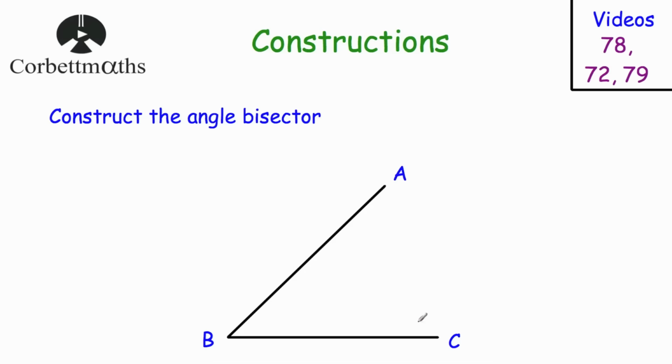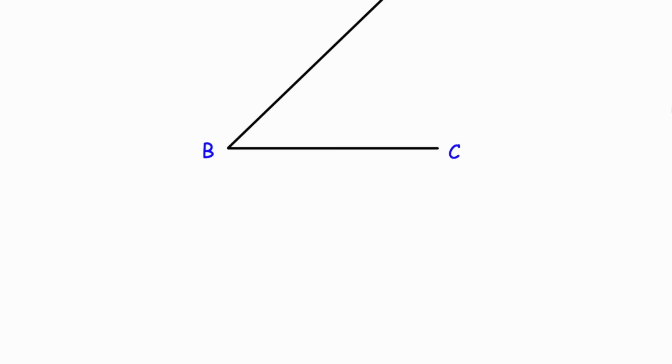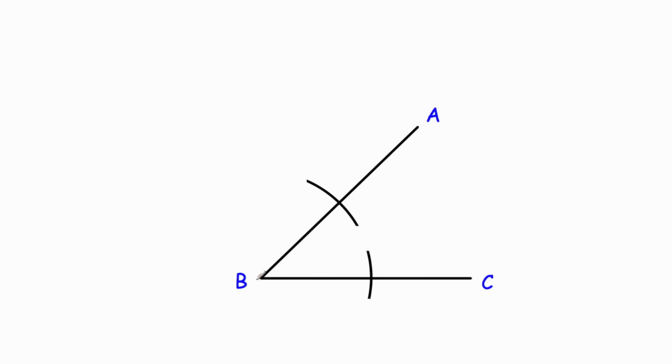So here's an angle ABC, and we're going to cut this angle in half by using a compass, a pencil and a ruler. The first thing we're going to do is put the point of our compass on B, and do an arc on the line AB here and an arc on the line BC here. It's important that you keep the compass the same size for both of those arcs. So you put the point here and you just move it so you've got an arc there on the line AB and an arc here on the line BC.